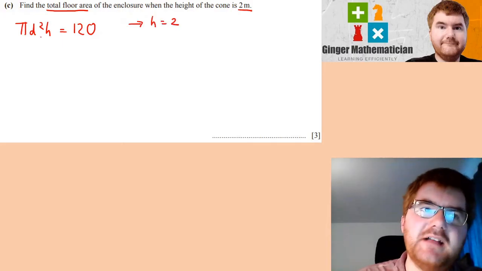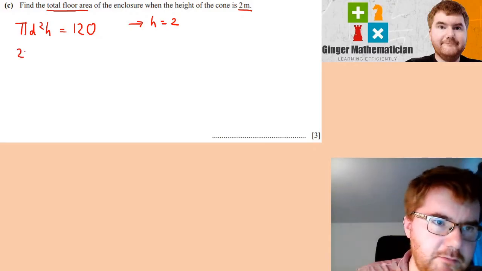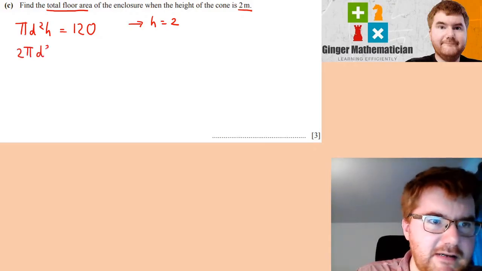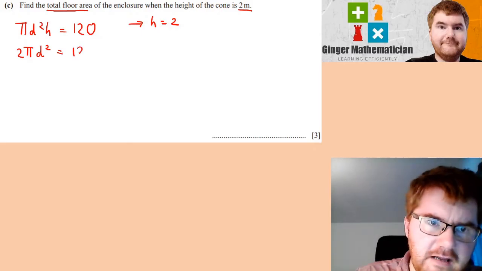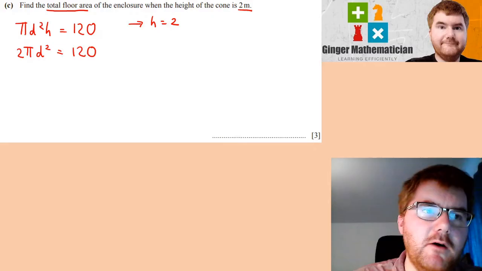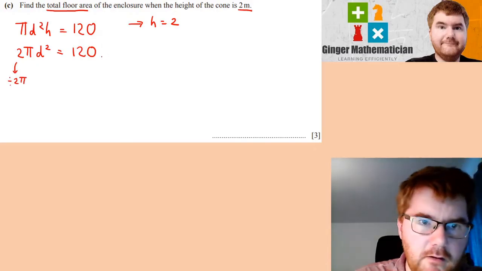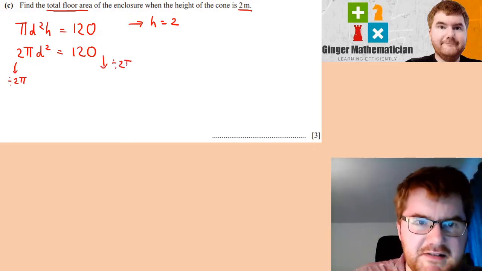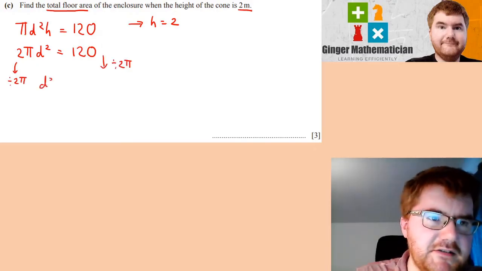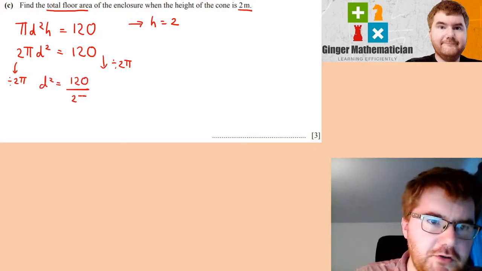So we can pop that into our equation. So pi times 2 is equal to 2 pi. We can leave the d squared alone for the time being, equals 120. Then at this point we can go, well, I want the d on its own. So what's the opposite of timesing by 2 pi? Well, divide by 2 pi on both sides. That again gives us d squared is equal to 120 over 2 pi.